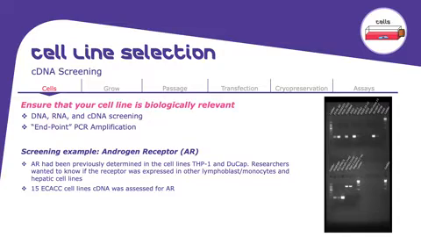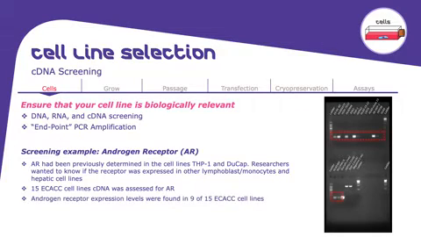If you decided to choose an immortalized cell line, make sure that it is biologically relevant to your model. As I mentioned previously, immortalized cell lines have a tendency for genetic drift. You can order the genetic material first, either DNA, RNA, or cDNA, and make a screening for the gene of your interest. Here is an example for androgen receptor screening.